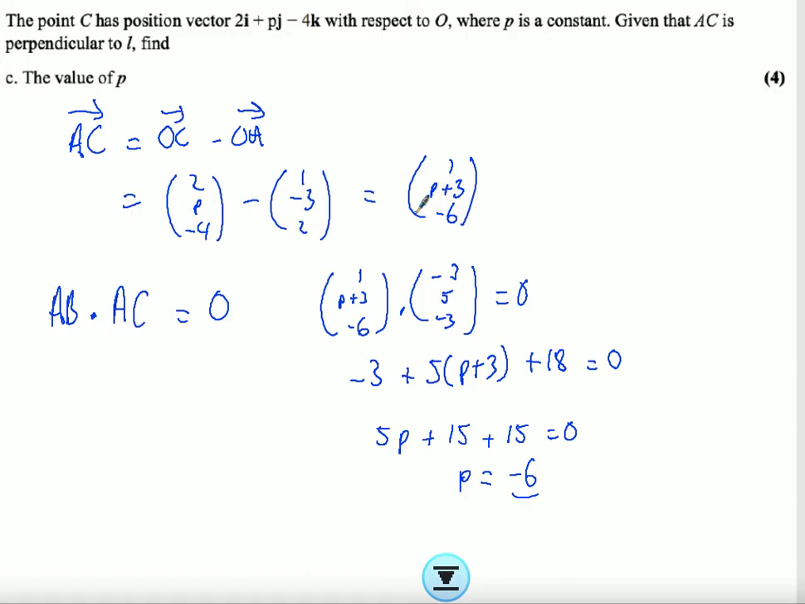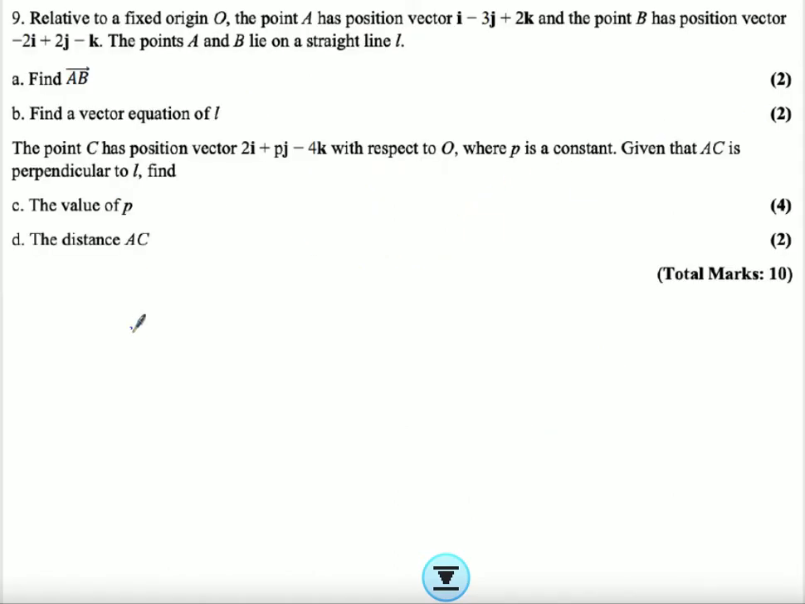Okay, that's very, very rarely in the Pearson Edexcel. So please don't worry about this question too much. And then part D, find the distance AC. Well, this sort of question is probably going to appear in the Pearson exam because it's just 3D Pythagoras. So AC was p plus 3, wasn't it? And we got p as negative 6.